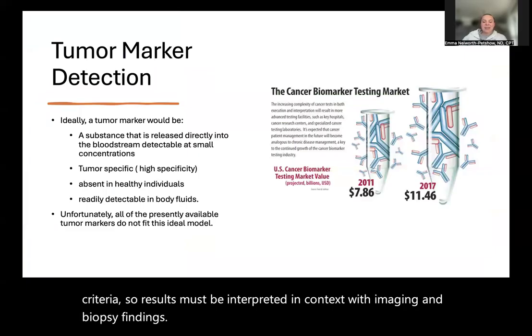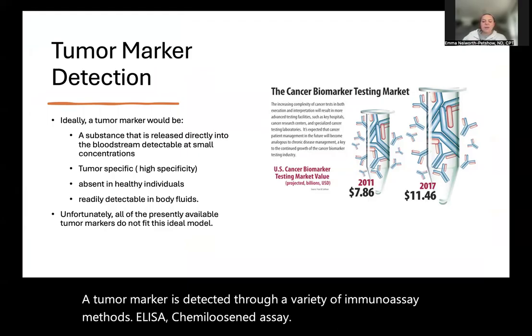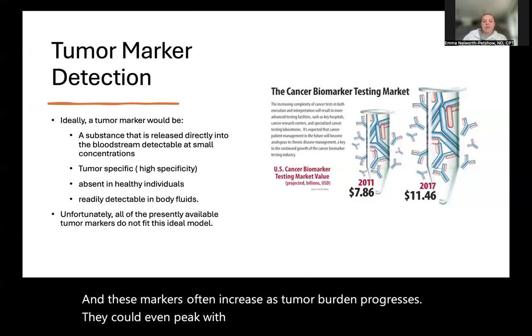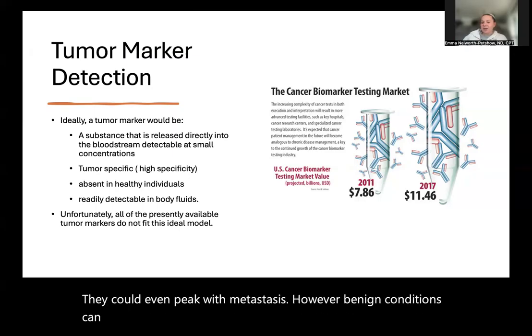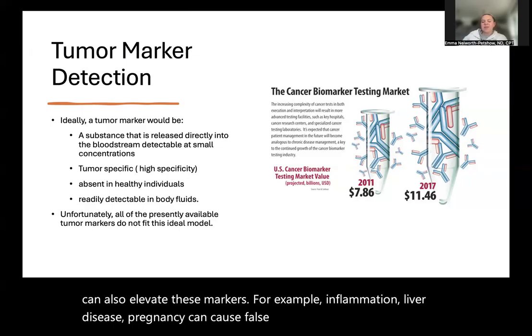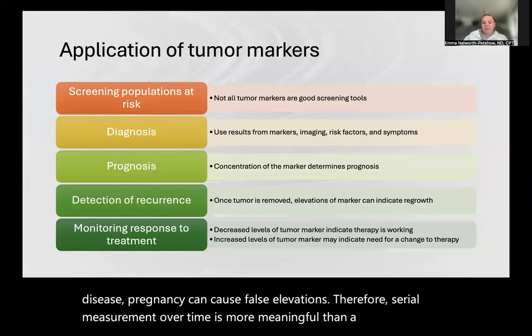A tumor marker is detected through a variety of immunoassay methods, ELISA, chemiluminescent assays, and these markers often increase as tumor burden progresses. They could even peak with metastasis. However, benign conditions can also elevate these markers. For example, inflammation, liver disease, and pregnancy can cause false elevations. Therefore, serial measurement over time is more meaningful than a single result.